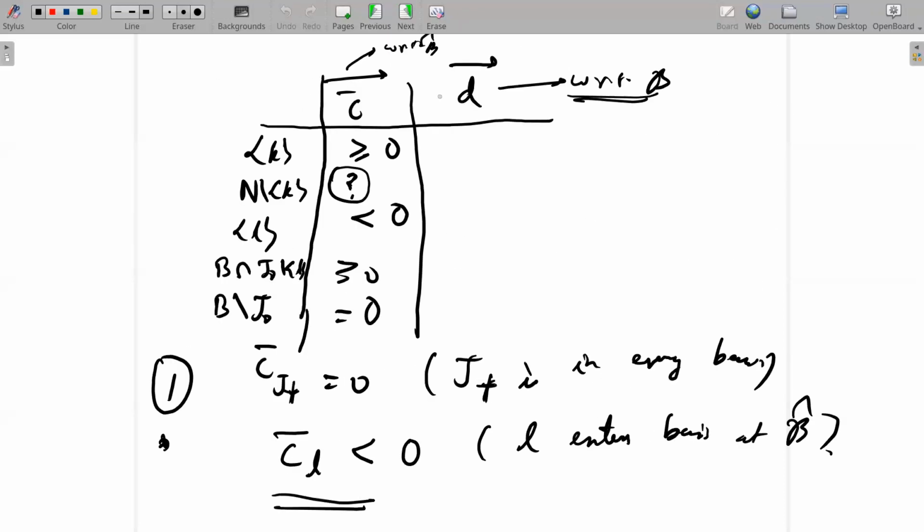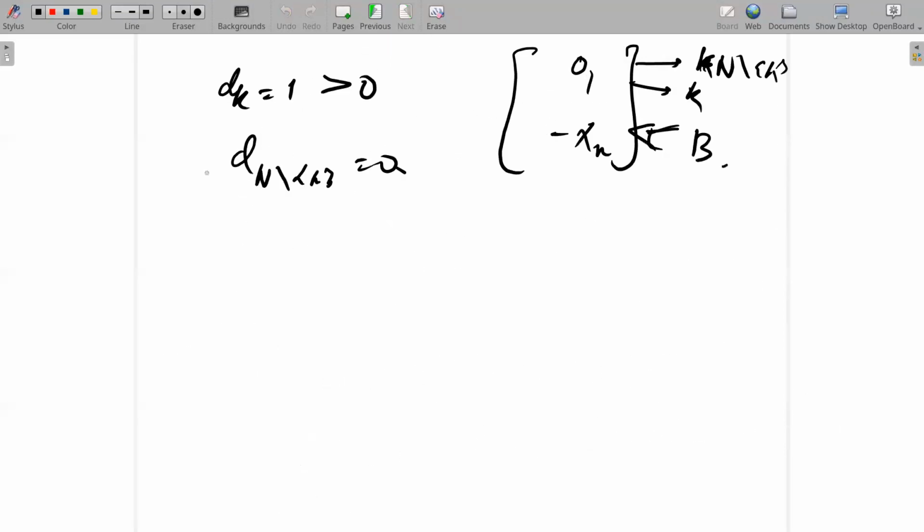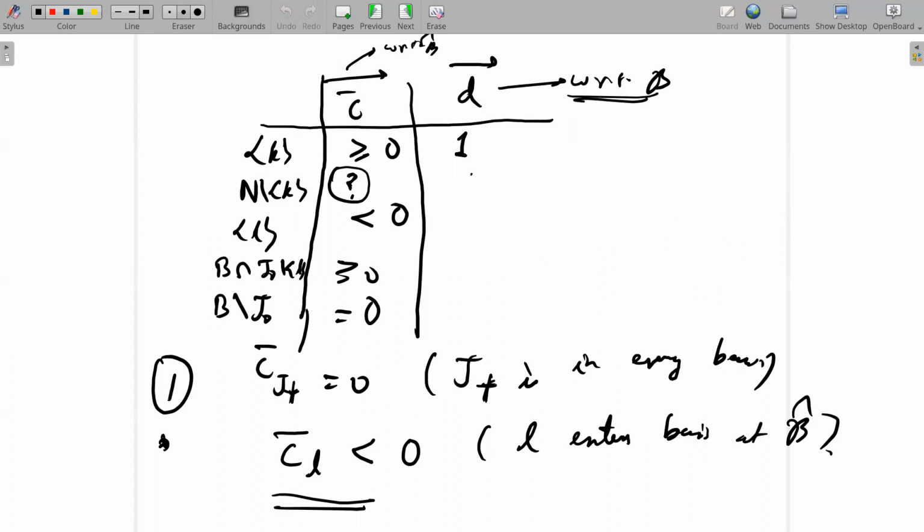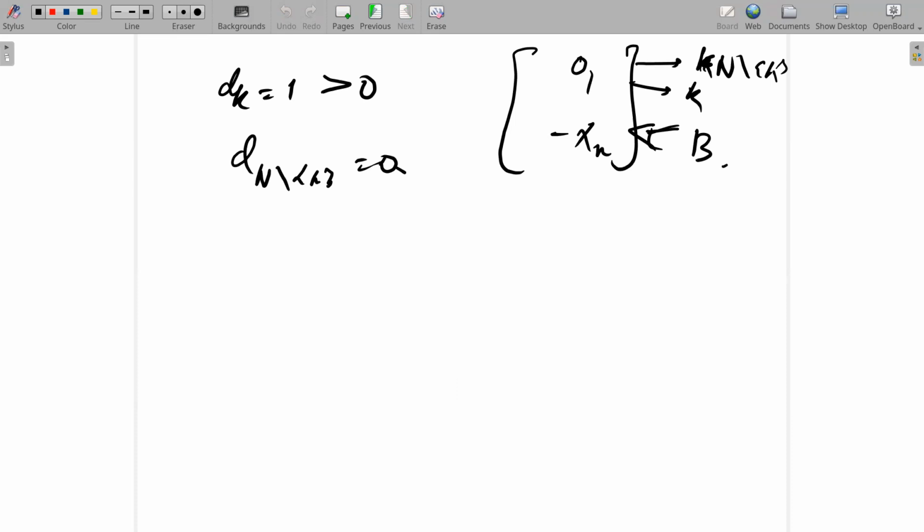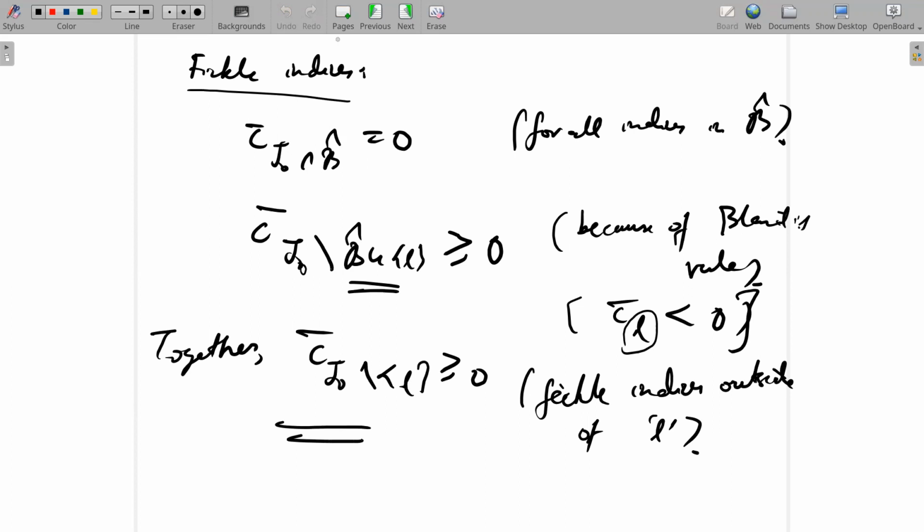Dk equals 1, dn minus k is 0. When I'm taking the inner product, whatever is in here doesn't matter, so I'll just put a question mark. For B minus J naught, the entries of C bar are equal to 0. Now, Bland's rule has two parts, and we have used up one of them, the choice of the entering column. L was entering in the successive choice of ordered basis after B hat. That is the part of Bland's rule we have used.